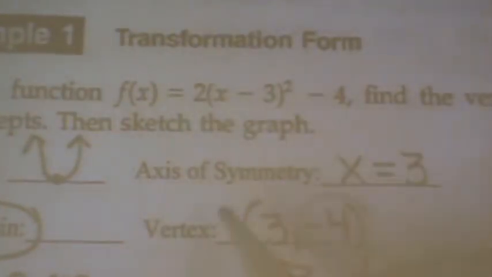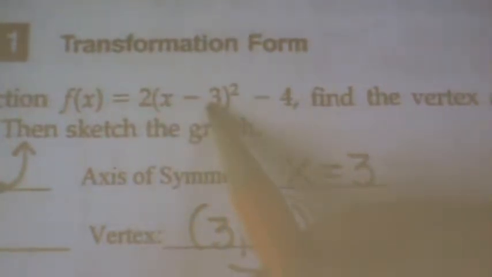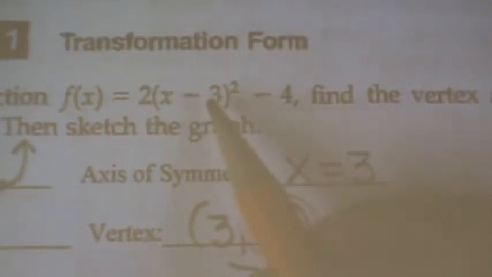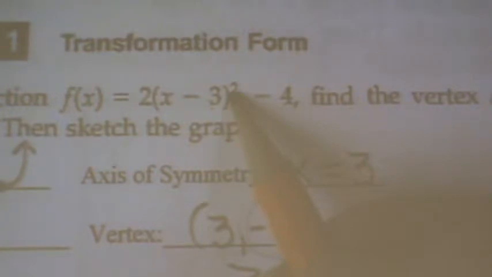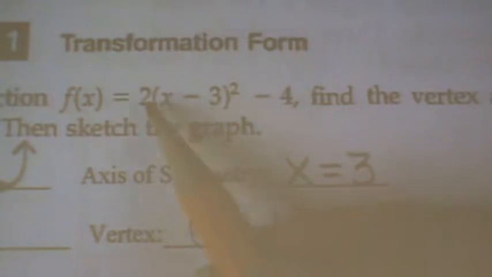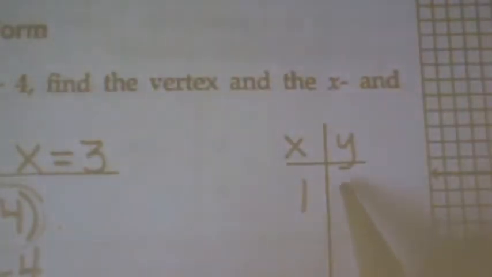Now, if you plug 1 in, where are you going to plug 1 in? In here. You're going to do 1 minus 3. What's 1 minus 3? -2. What's -2 squared? 4, right? Then what's 4 times 2? 8. What's 8 minus 4? 4. So over 1, up 1, 2, 3, 4.